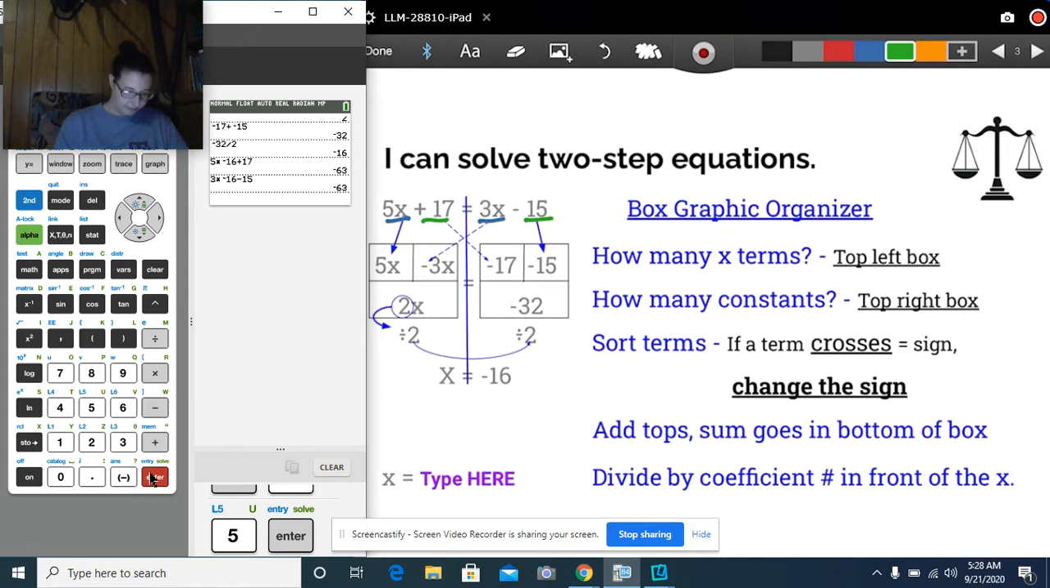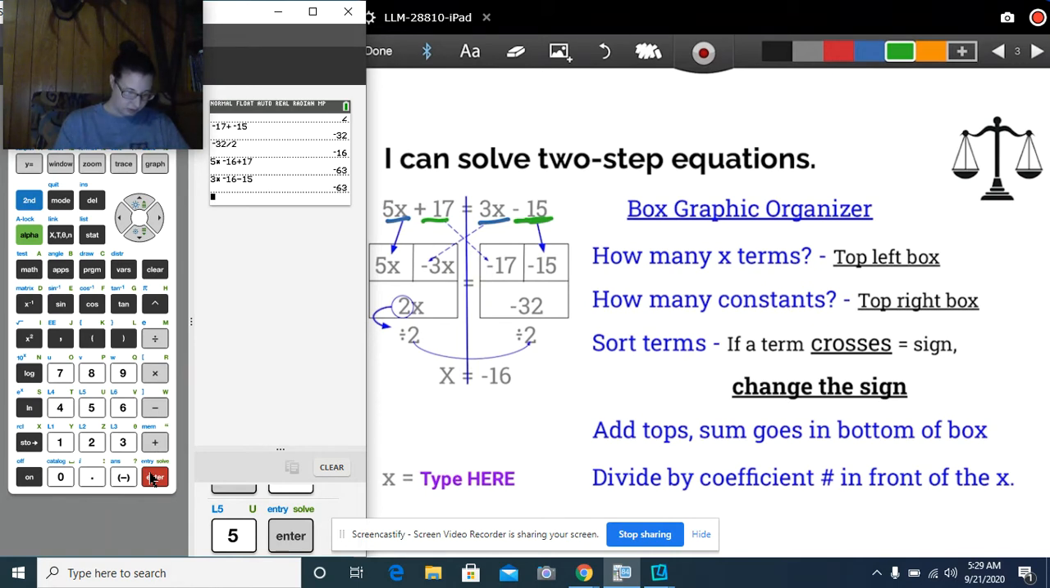So when I move my 5x, you see this line is a solid line. It stayed on the same side of that equal sign, so I don't change the sign of the number. But my 3x here, I dotted and crossed the line. So instead of a positive 3x on the left, I ended up with a negative 3x. And our constants, my 15 stayed on the same side, so it stayed with the negative that's in front of it. And my positive 17 became a negative 17 when it crossed the line. So anytime you cross the equal sign, you change the sign because you're working with inverse operations.